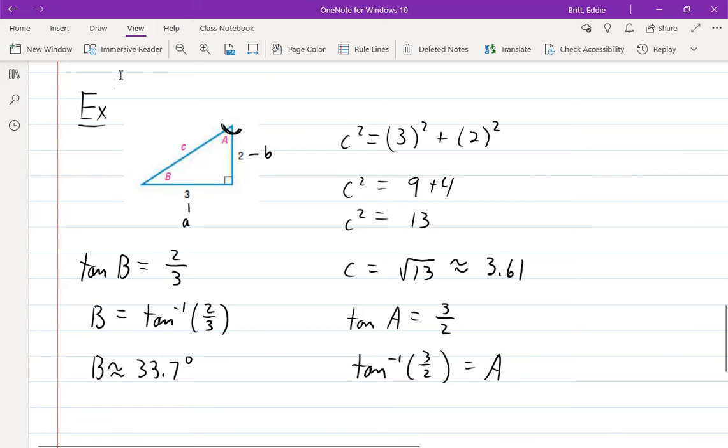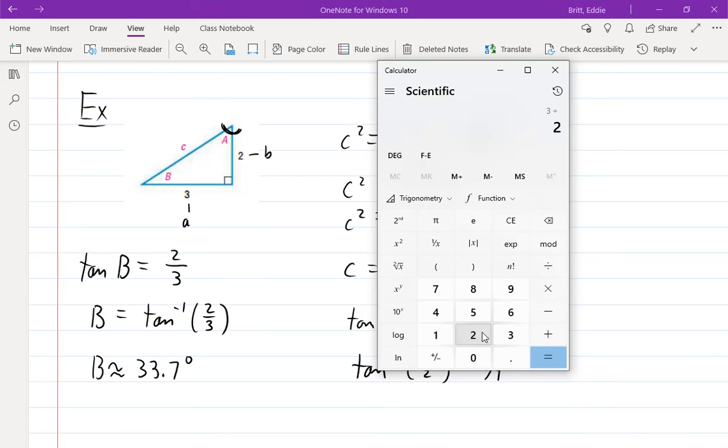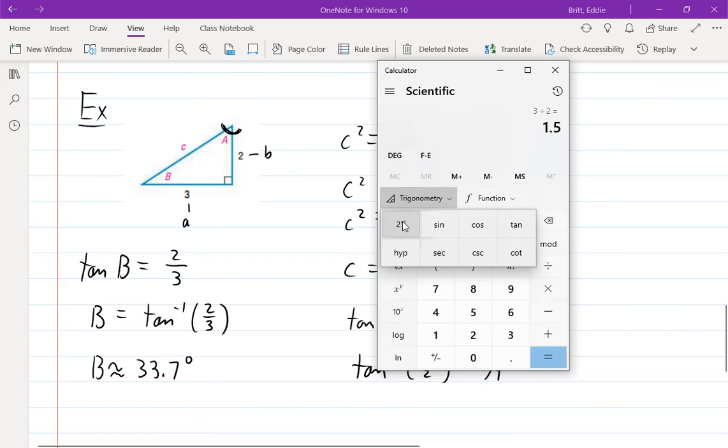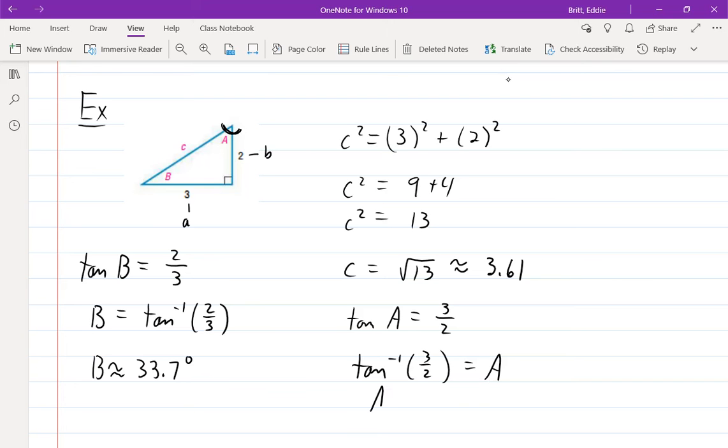So I'm going to come back to my calculator. Clear it out. I'm going to say 3 divided by 2. We all know that's 1.5. And I'm going to push second tangent. That does inverse tangent. If I round that to one place, that's going to be 56.3. So angle A is about 56.3 degrees.